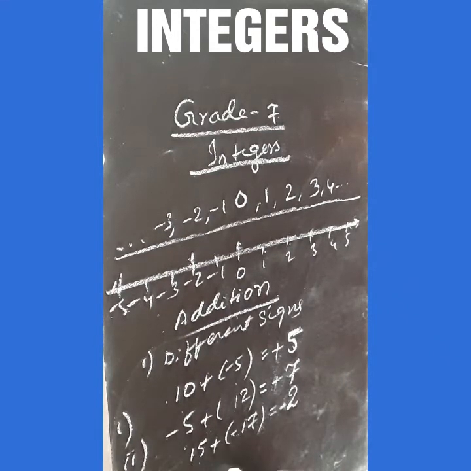Let us take another example. 20 and minus 45. The difference of 45 and 20 will be here. 45 minus 20 we get 25, and the absolute value of 20 will be 20, the absolute value of minus 45 will be 45. Here the greater number by absolute value is 45, its sign is negative, so it will be minus. These were the addition of integers with different signs.